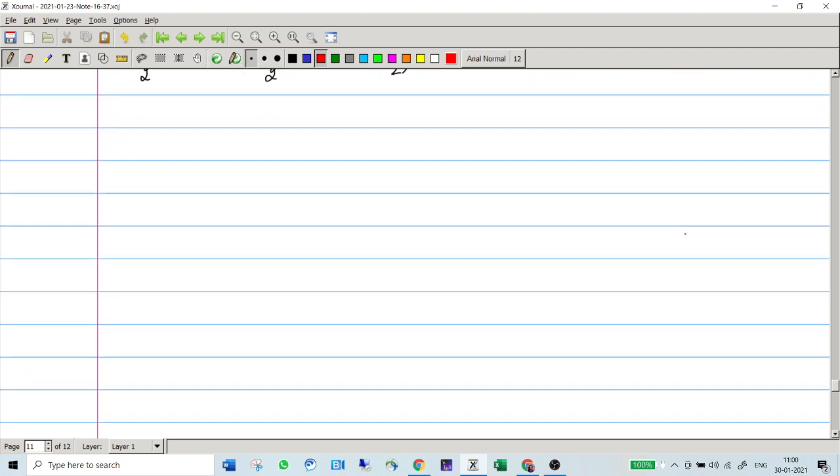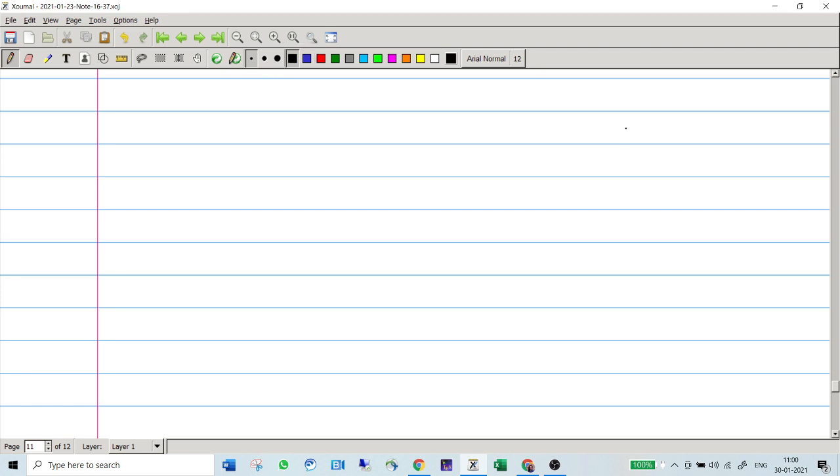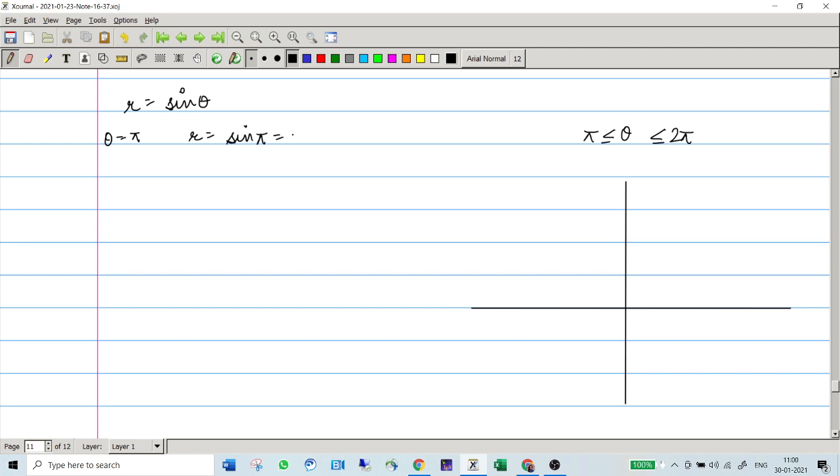Okay, so let us consider the next half when your theta is between pi and 2 pi, and we'll keep plotting the points along with the calculations. So your equation is still the same, r equal to sine theta. Starting with theta to be pi, what is the value for r? It is simply sine pi, which is going to be 0.